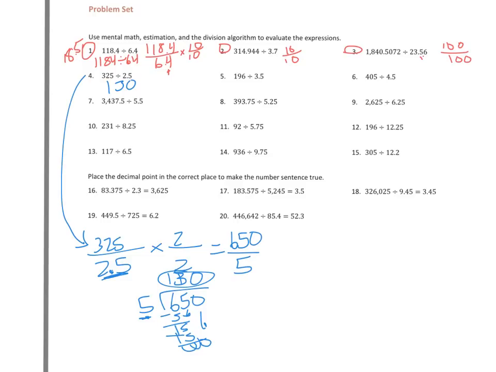Same thing for this one. I have 196 divided by 3 5/10. I know that with 5/10, if I multiply it by 2, I'm going to get a whole. So 3.5 times 2 will get me 7. And I have to do a 2 over 2. My numerator and denominator have to be the same for what I'm multiplying by to make it 1. So 196 times 2 will get me 392. And now I can easily divide that out. And I'll do that right over here.